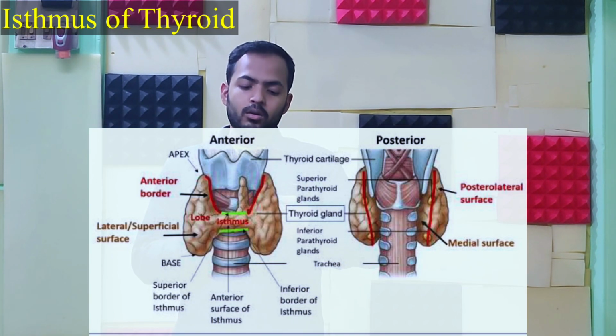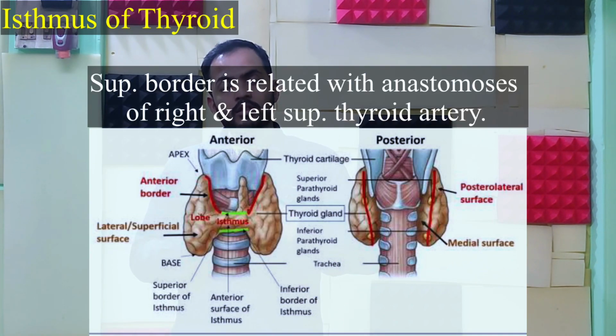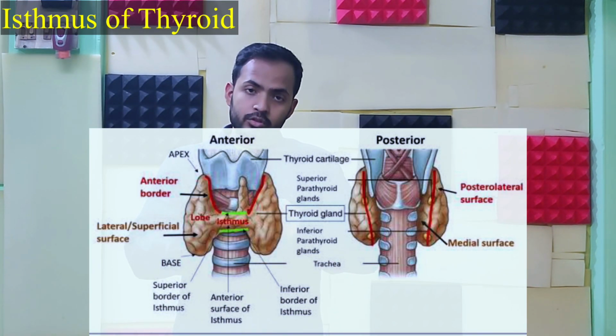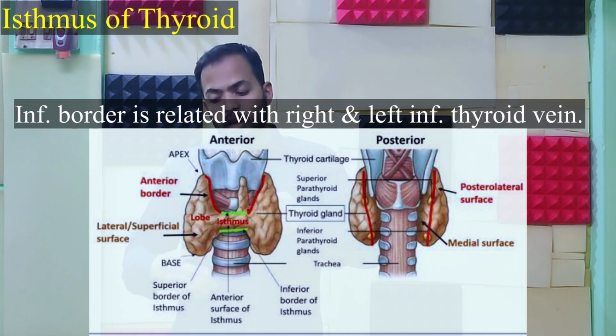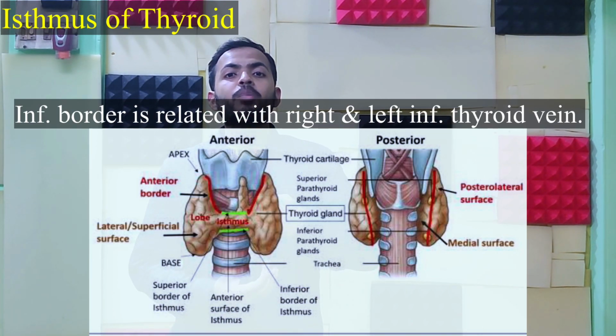The posterior surface is related with the second, third and fourth tracheal rings. The upper border of the isthmus is related with the anastomosis of the right and left superior thyroid arteries. The inferior border of the isthmus is related with the right and left inferior thyroid veins.